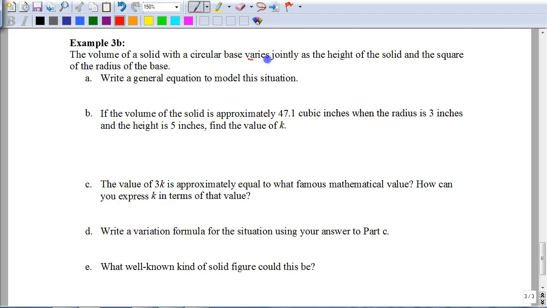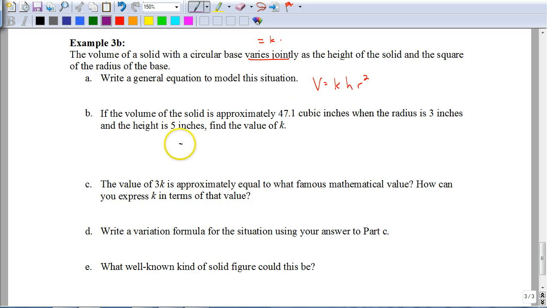Okay, for this one we see again varies jointly. That means equals k times a bunch of items. So this one's again dealing with volume. So it's going to be equals k times the height of the solid and the square of the radius. Now you might say, well, wait a minute, it's the same problem that we were just working on. So isn't k pi? I don't know. Let's see. It says that the volume is approximately 47.1 when the radius is 3 and the height is 5. Find the value of k.